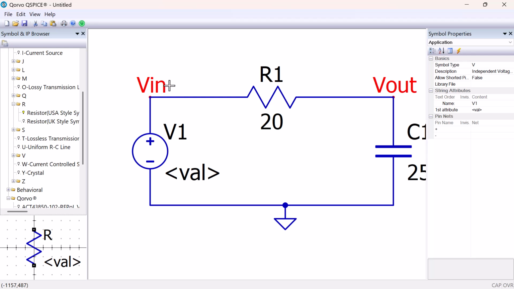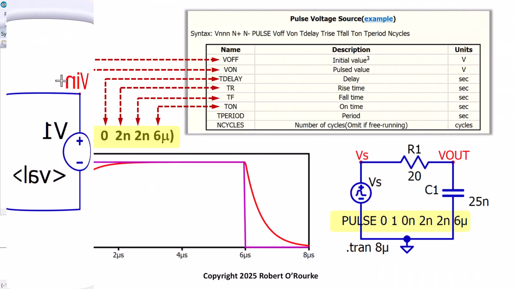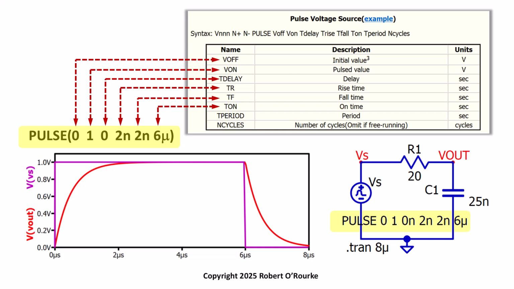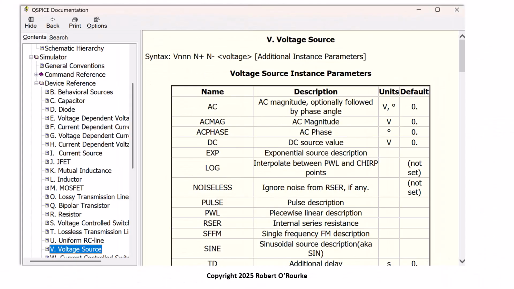Next, let's set up our voltage source to give us a pulse to simulate a step response. We'll use a pulse voltage source that steps immediately at time 0 from 0 to 1 volt and stays at 1 volt for 6 microseconds. The pulse voltage source syntax shown here comes from the QSPICE help documentation under Simulator, Device Reference, V. Voltage Source.